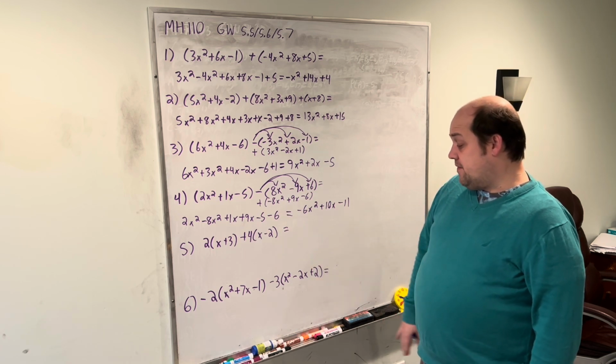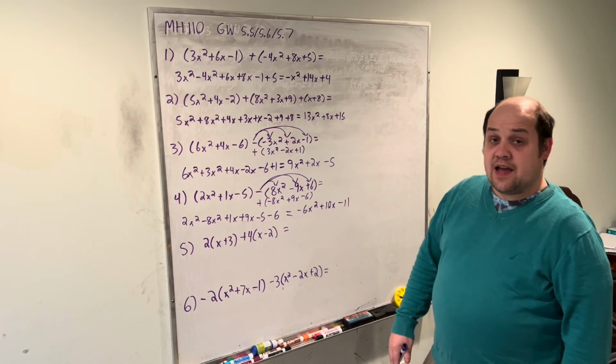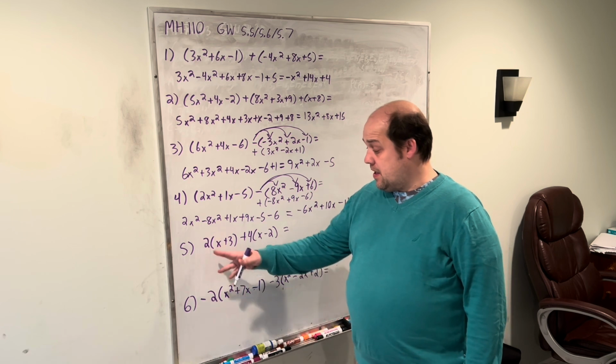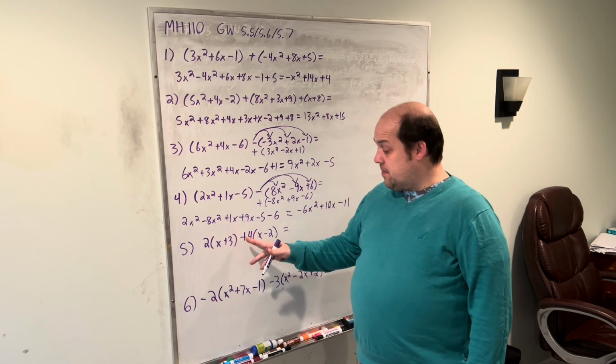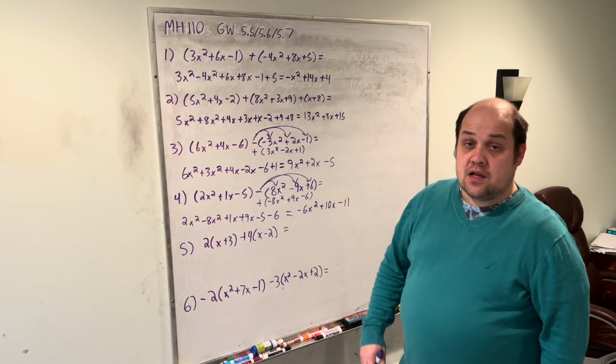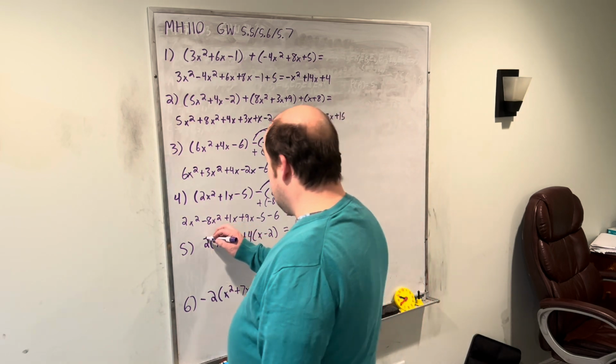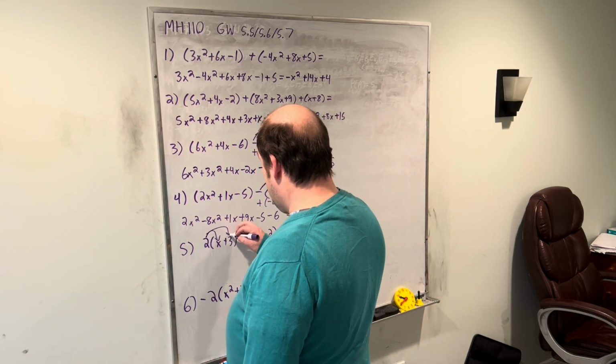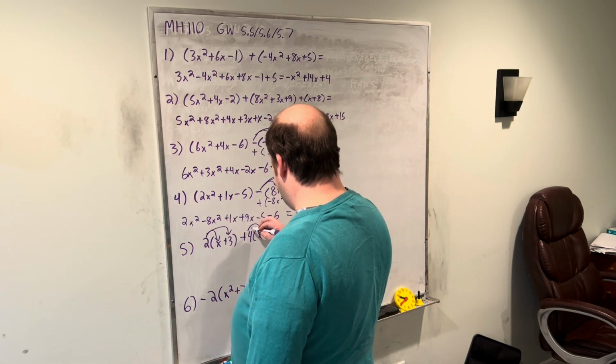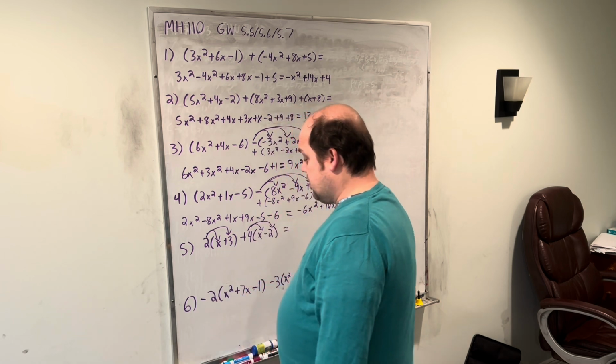For problems 5 and 6, I have more than just a negative sign outside parentheses that I have to deal with. I have something that needs to be distributed to each thing on the inside. So my first step is going to be to do this distributive property. After I do the distributive property, I'm going to combine like terms.